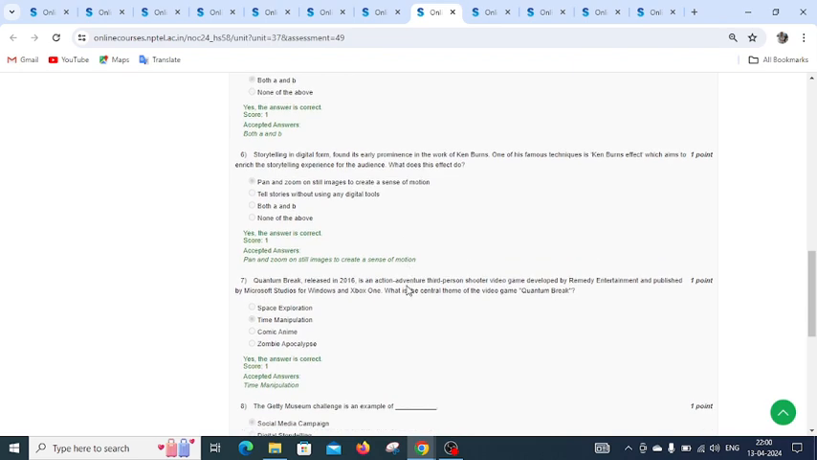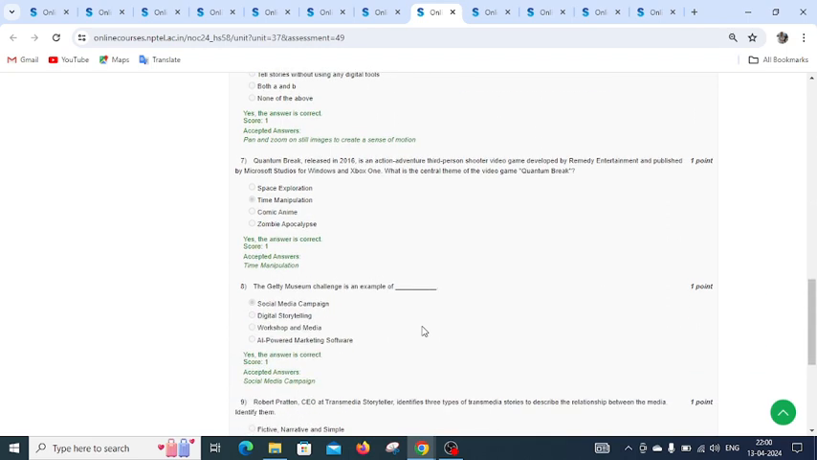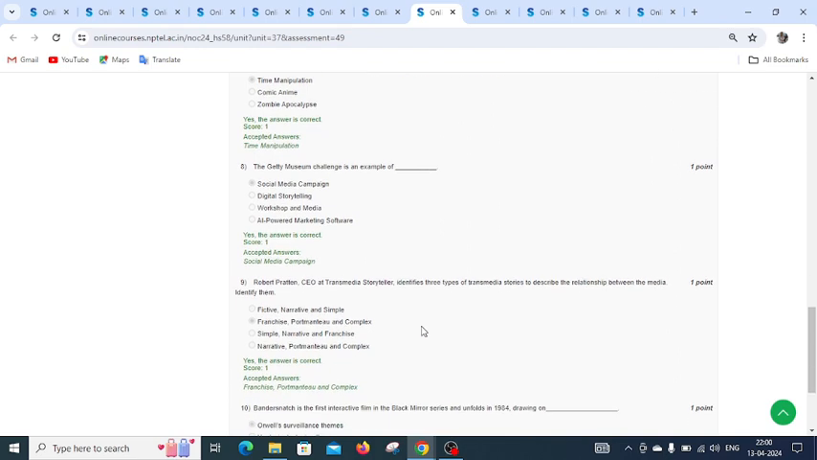Quantum Break, released in 2016, is an action-adventure third-person shooter video game developed by Remedy Entertainment and published by Microsoft Studios for Windows and Xbox One. What is the central theme of the video game Quantum Break? That is time manipulation. The Getty Museum Challenge is an example of a social media campaign. That is the right answer for this question.